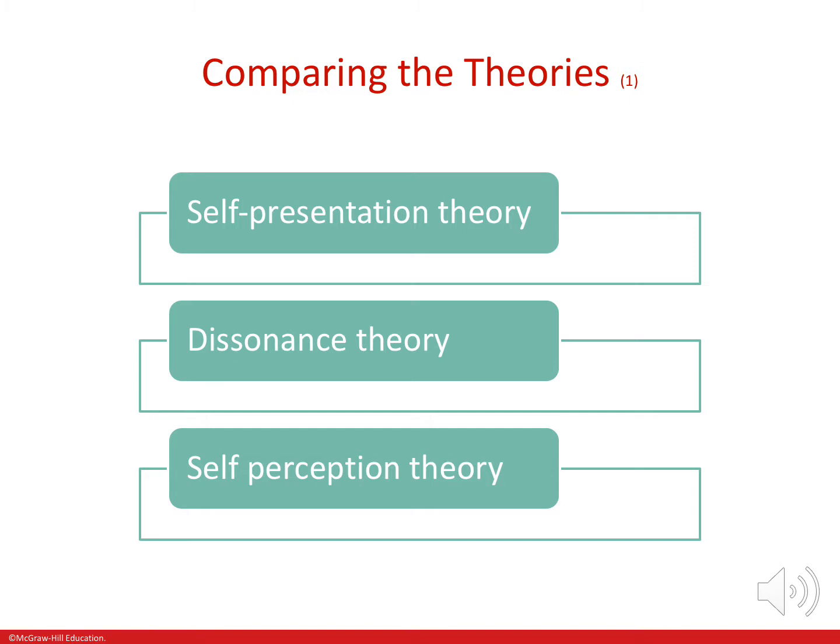Okay, so now let's compare these theories. Self-presentation theory explains why our actions might only seem to affect our attitudes. Assumptions of dissonance theory and self-perception theory, though, explain why our actions genuinely affect our attitudes. So dissonance theory, we justify our behavior to reduce our internal discomfort, our dissonance. Self-perception theory, we observe our behavior and then make reasonable inferences about our attitudes.